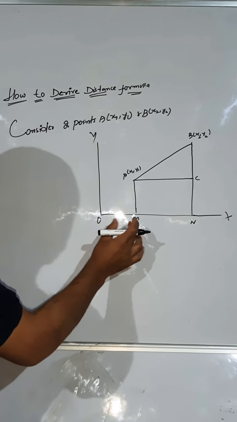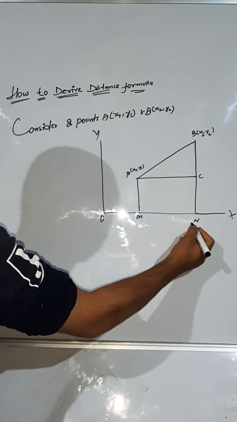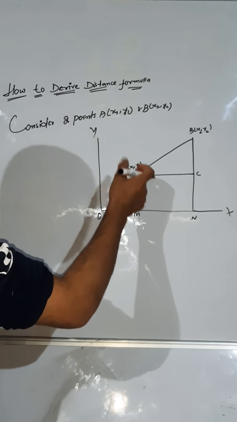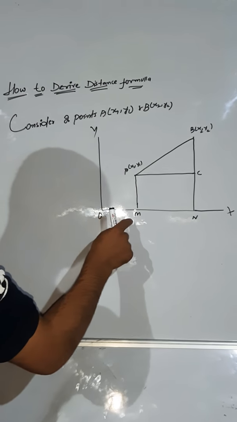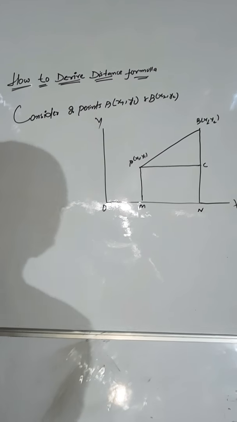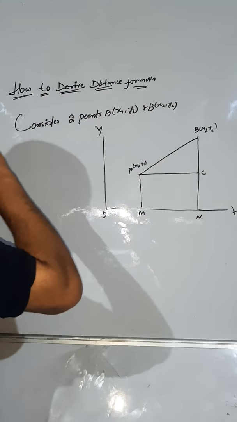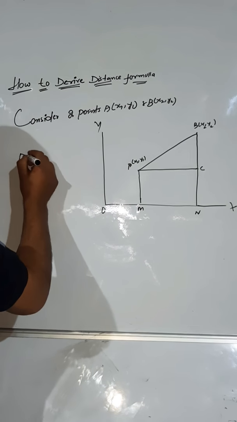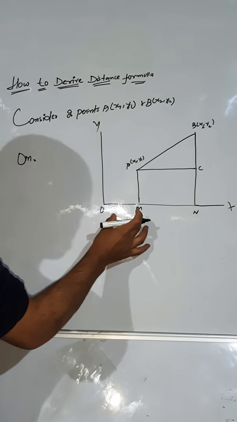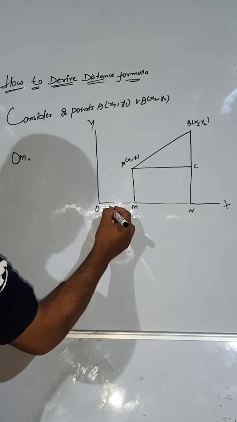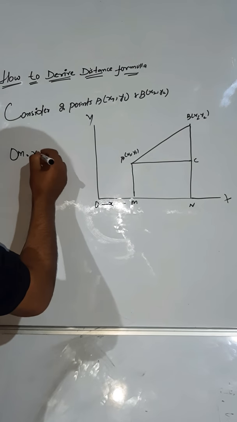Now we have to find these distances OM, MN, and also these perpendicular distances AM, BN. Our question is to find the distance formula. For that we look at these distances. If we discuss OM, the abscissa of this point is x1, so the distance OM will be x1.